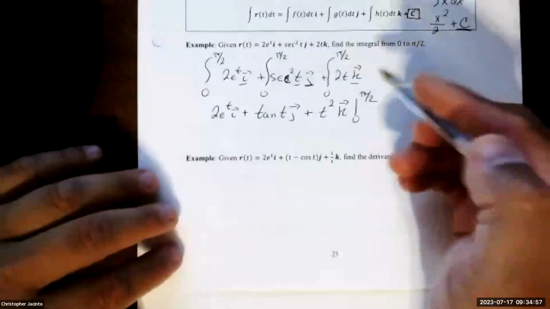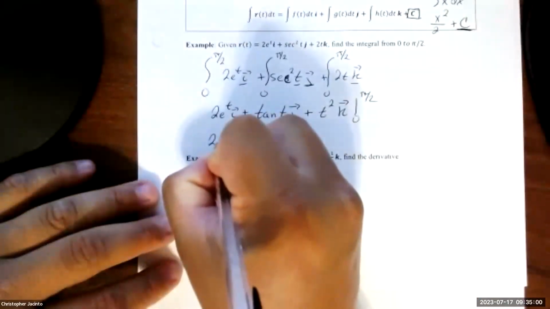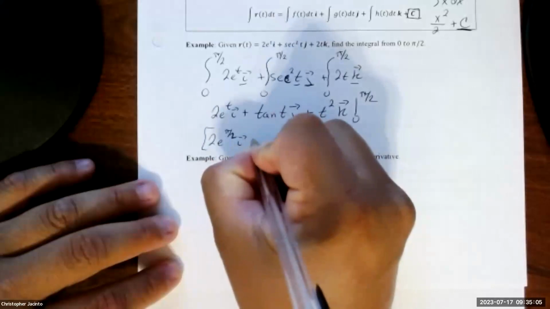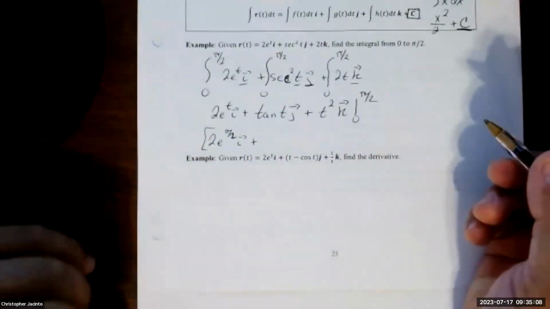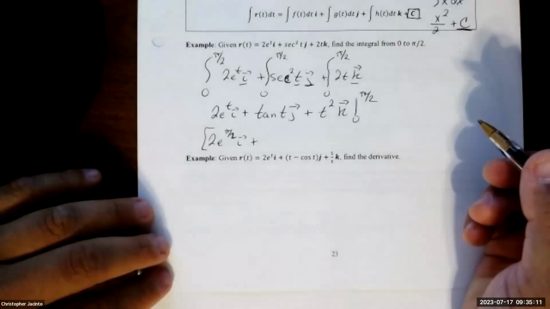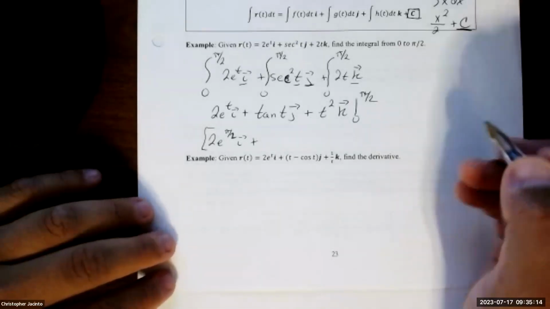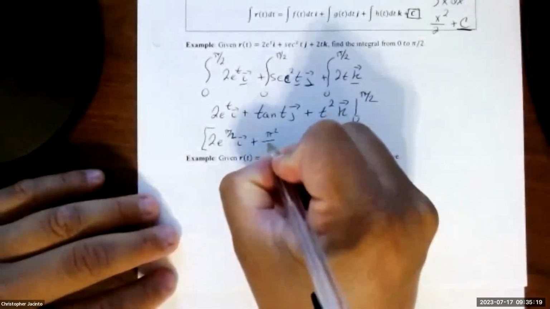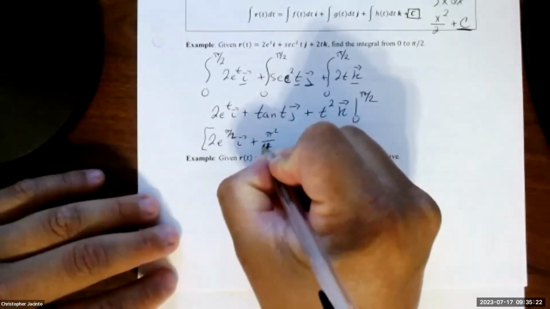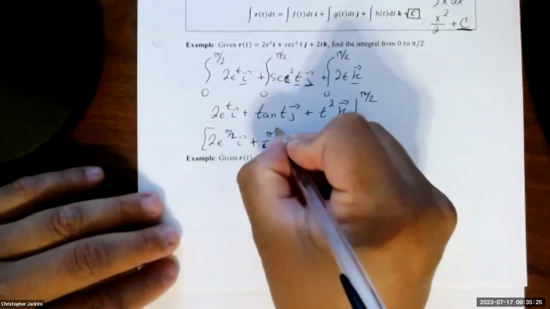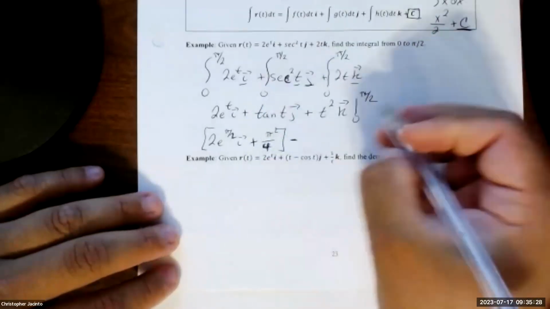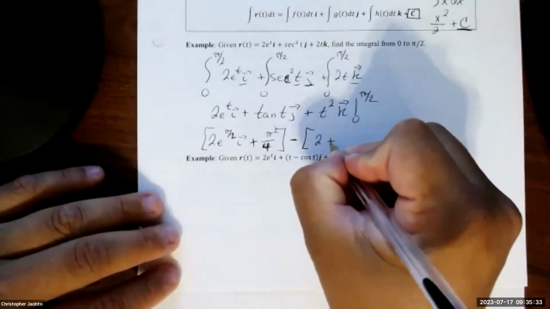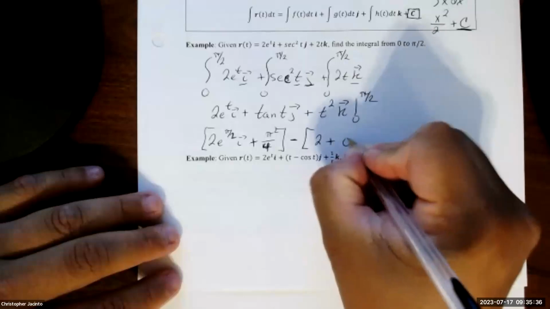Okay, so this is going to be 2e to the pi over 2, for the i component. For j, it's tangent of pi over 2, which is sine over cosine. Oh, it doesn't exist, right? So this is gone. And the k component is just going to be pi squared over 4. Minus 0. Tangent of 0 is 0. And 0.